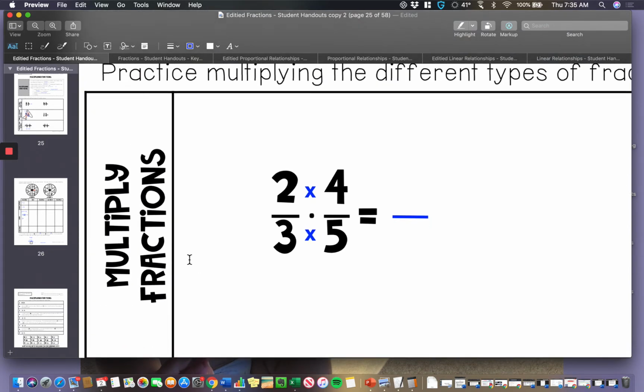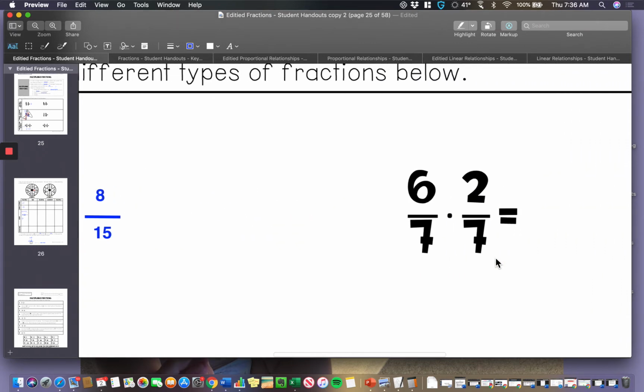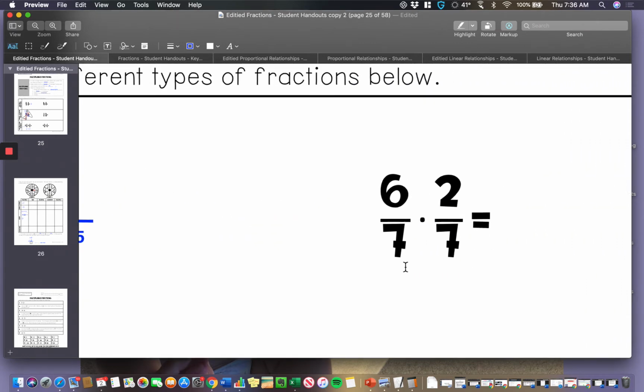So when we're multiplying fractions, these are already proper fractions. This is not a mixed number, so I don't have to do step 1. There is no converting. These are already regular fractions. So I'm going to multiply the numerators. We got 2 times 4, which is 8. And then we have 3 times 5, which is 15. So your job is going to be to complete this problem right here.